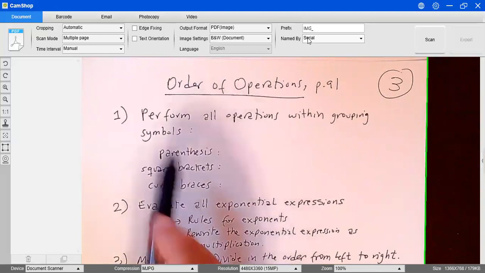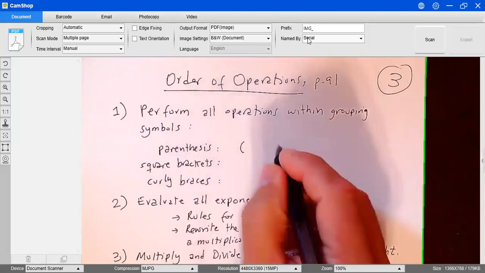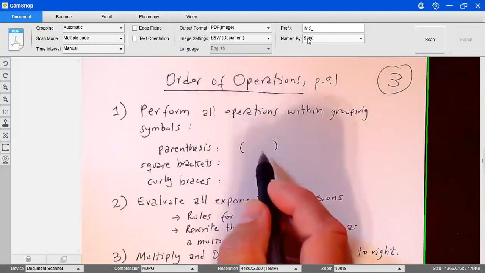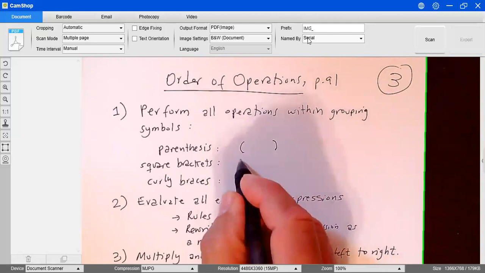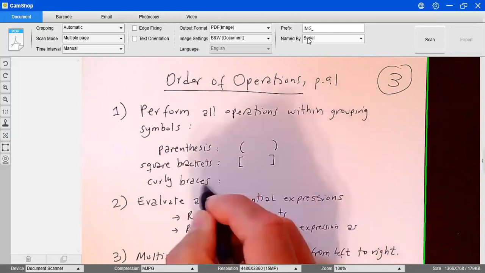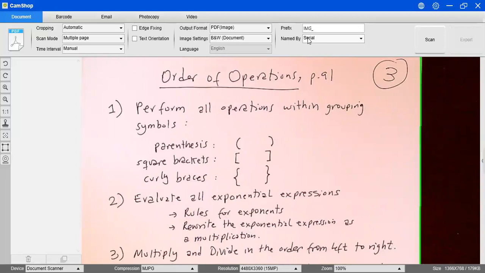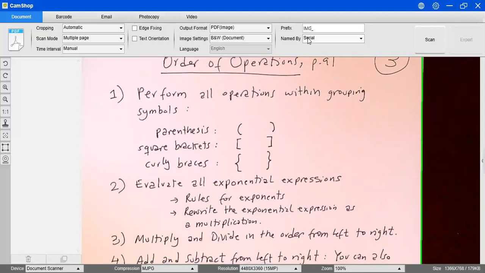First, you're going to perform all operations within grouping symbols. What are the grouping symbols? Parentheses. You have one parenthesis that opens and closes. Everything inside should be reduced to the simplest expression. This grouping is enclosing something. You can also have square brackets, or you can have curly braces. These are grouping symbols. You need to perform all the operations that are within these grouping symbols. Once you finish that, you're going to continue evaluating all exponential expressions. That's the reason we needed to know before about exponential expressions.